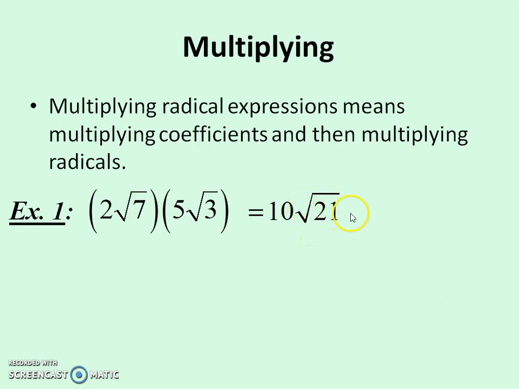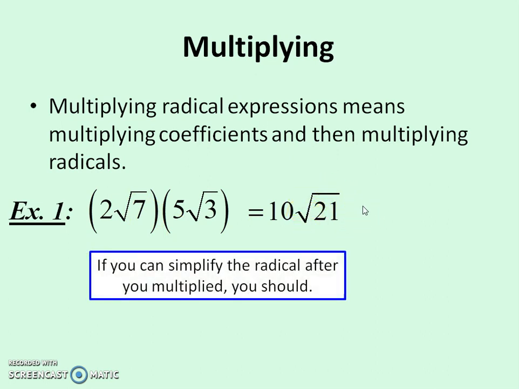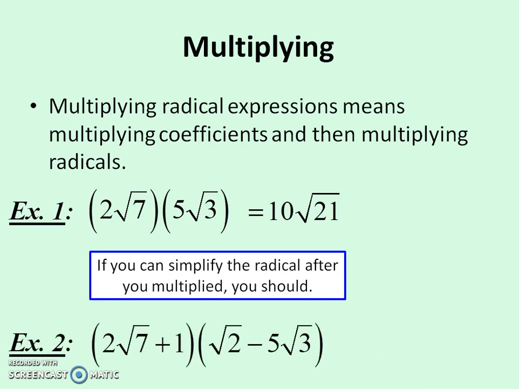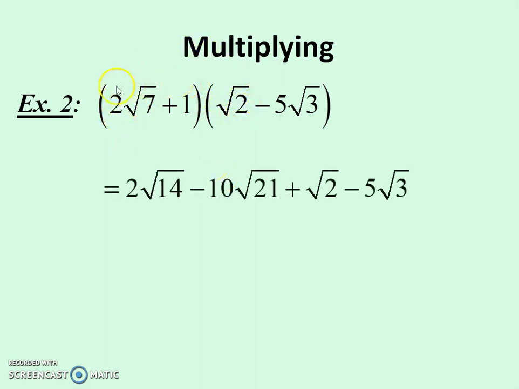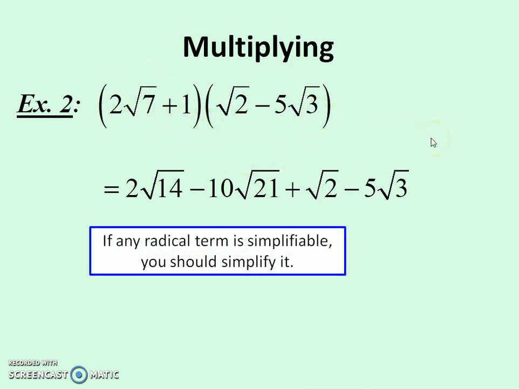If the value inside the radical is simplifiable, you should simplify it. In this case, it isn't. 21 does not have any perfect square factors. And something like this is something where, now that you have a plus and a minus, you would have to double distribute that. So this would be something where I've got to multiply the two first terms, and then the two outside terms, and then the two inside terms, and then the two last terms. And again, if any one of these is simplifiable, you should simplify it. Here they are not.